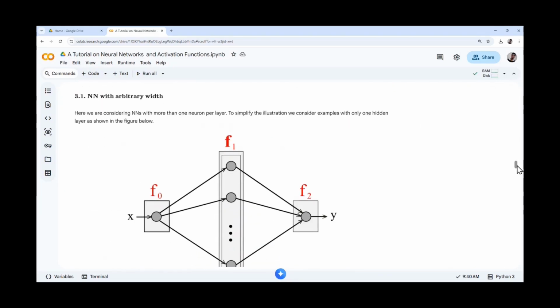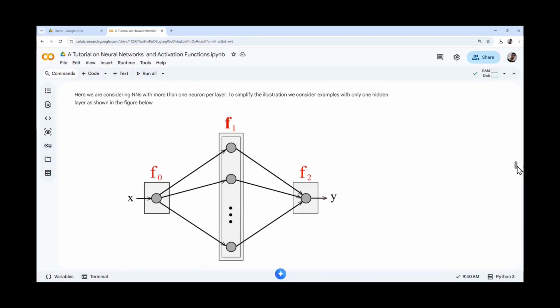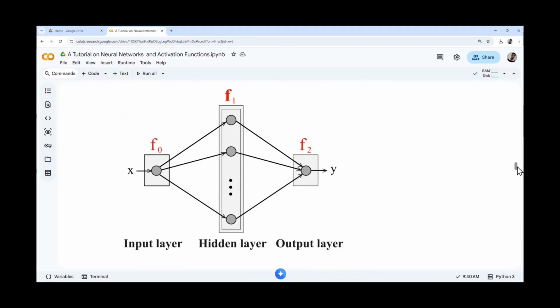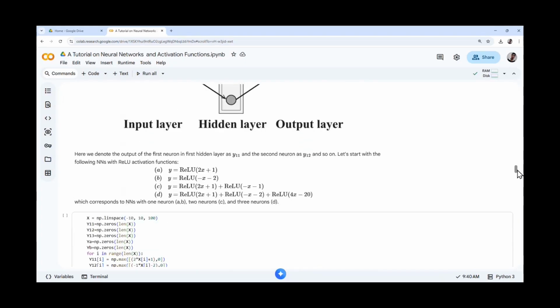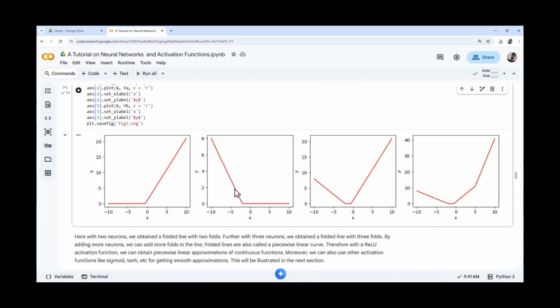Now we can consider some examples of neural networks with arbitrary width. Here we consider a neural network with one hidden layer and arbitrary width as shown in this figure. And these are some examples where we have one neuron, two neurons, and three neurons. Here with one neuron, we obtain one fold in the line. And if we take the sum of two neurons, we get a piecewise linear curve as shown in this figure, where we have two folds. When we take the sum of three neurons, we get a piecewise linear curve with three folds as shown in this figure.